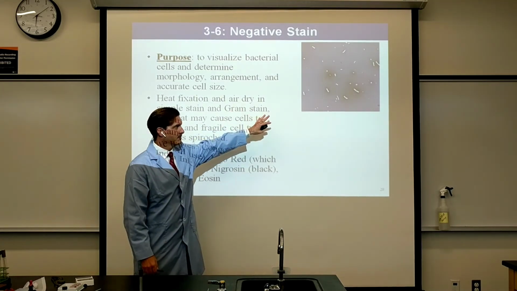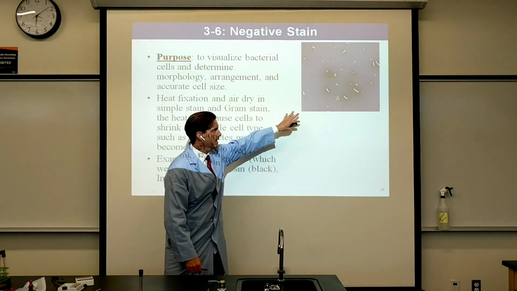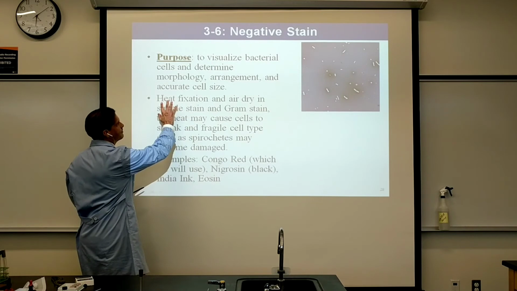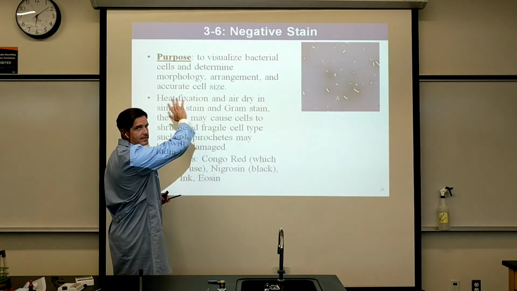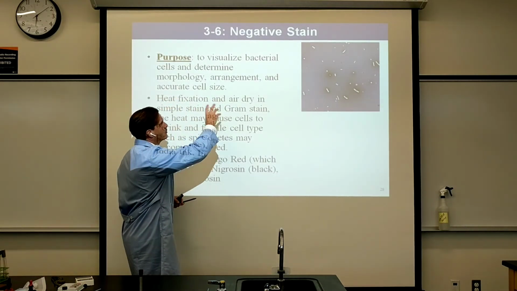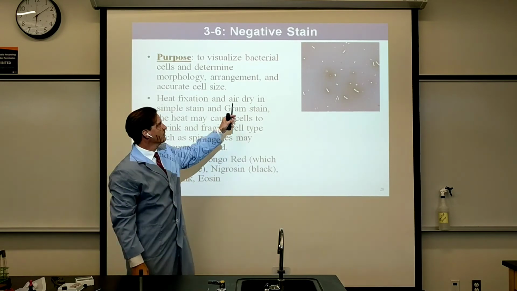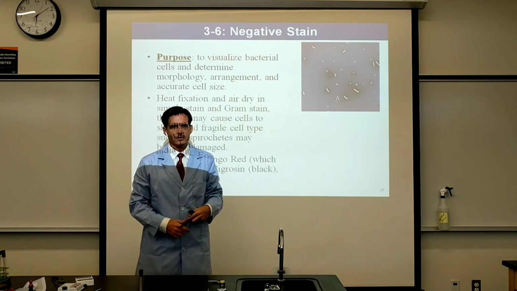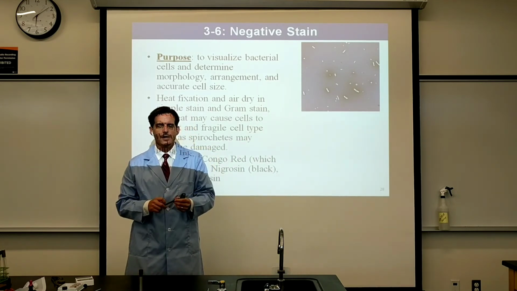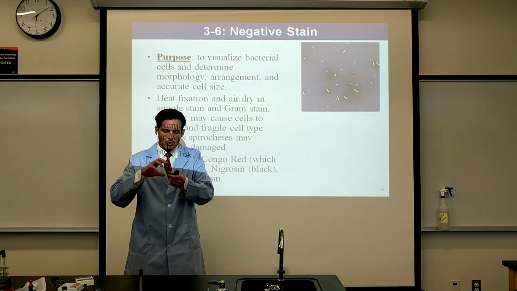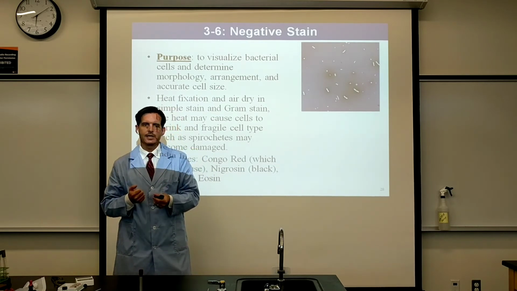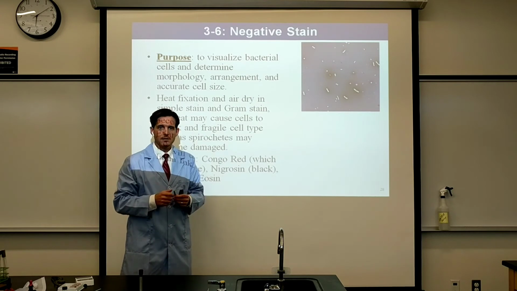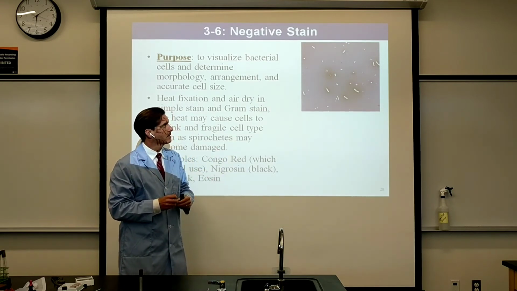The simple stain is different than the negative stain. The negative stain is a way of avoiding fixing the bacteria with heat and drying them out. We do an air drying process because there are some bacteria that are so sensitive to heat that they would either shrink up or break apart if you were to use any kind of heat. And so we're going to do a heat-free procedure here called the negative stain.